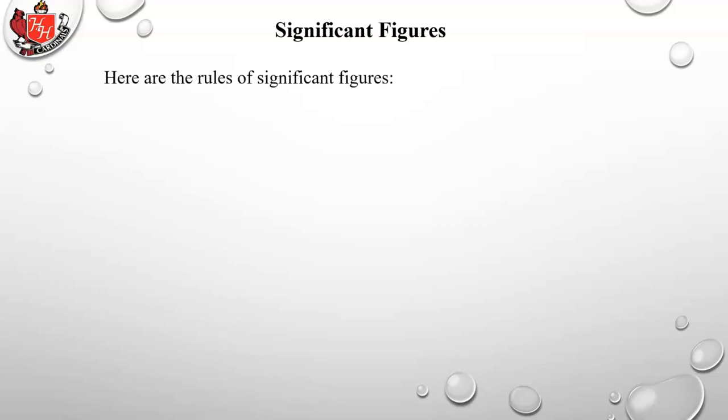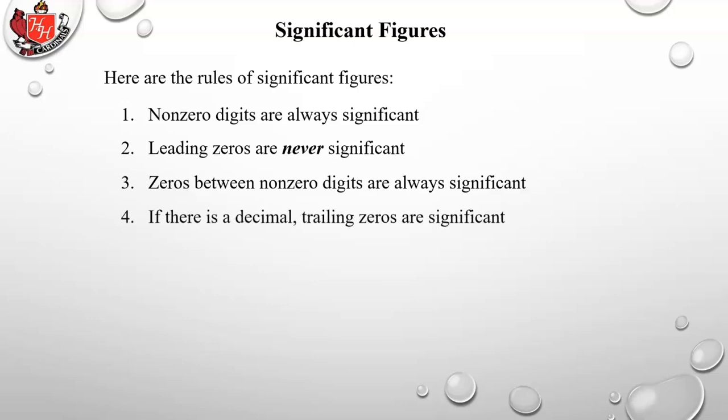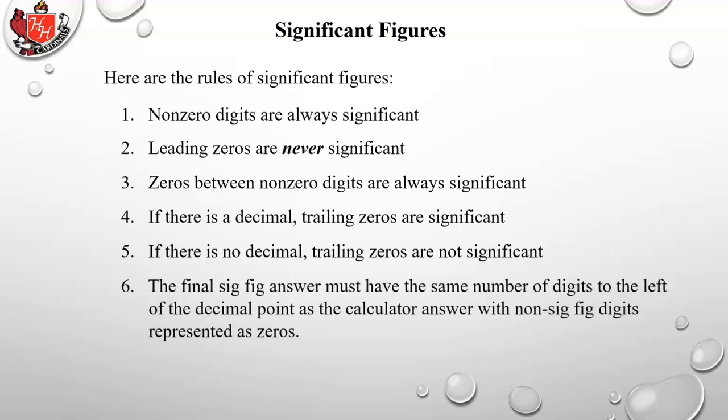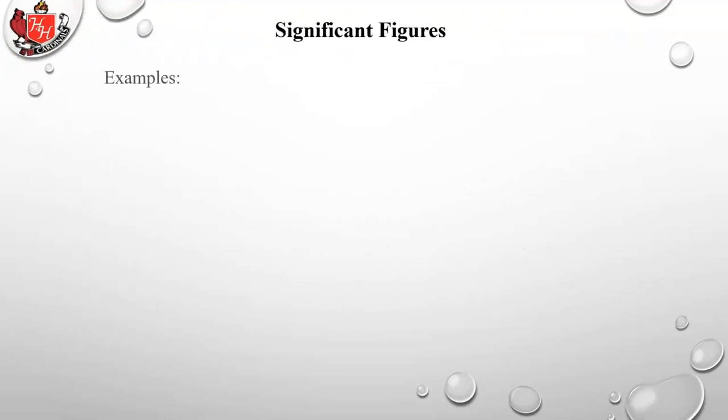Here are the rules for significant figures. Non-zero digits are always significant. That's numbers like 1, 2, 3, 4. Leading zeros are never significant. Zeros between non-zero digits are always significant. If there's a decimal, trailing zeros are significant. If there's no decimal, trailing zeros are not significant. And finally, the last one we'll save until we get to the question that deals with that. So let's see some examples and it will make it clearer.